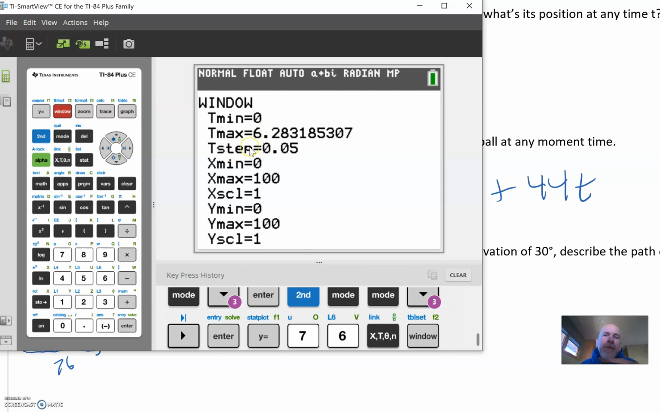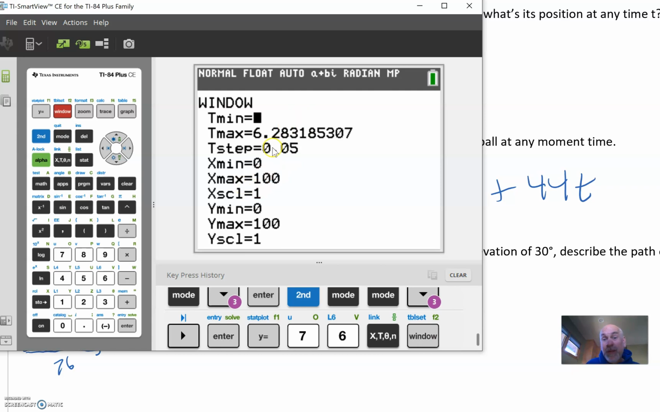And then T step is, okay, how much should you advance? It's going to start from 0 and end at 6 point something, but how much should we go up each time? We don't have pixels here because we're just operating on time. So I made the T step 0.05, so that every 5/100ths of a second, it's going to plot a point and then connect the dots. If you make this a larger number, it'll make fewer points, so it'll graph faster, but it'll have less definition.